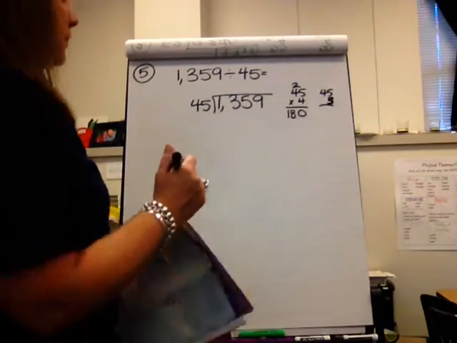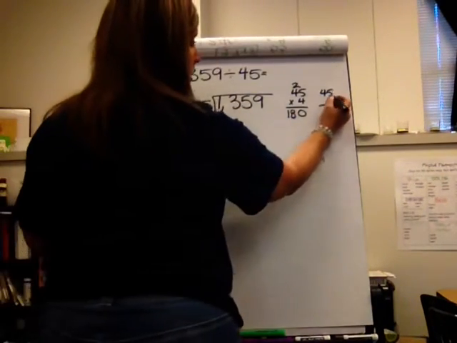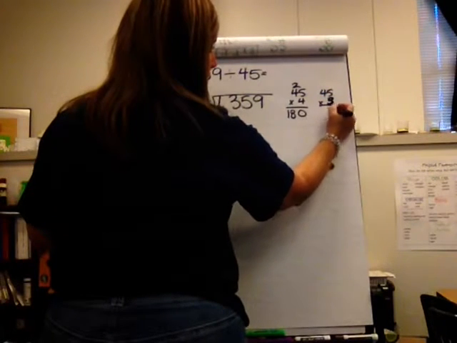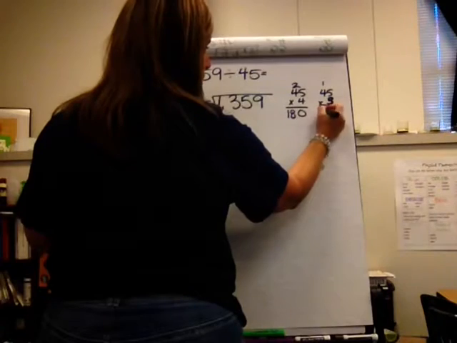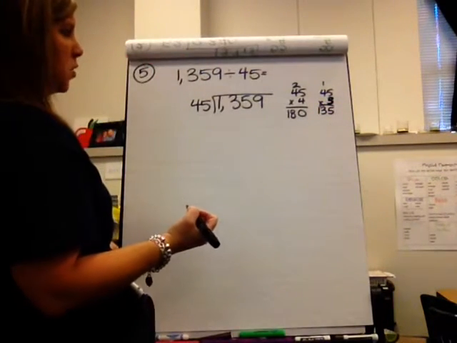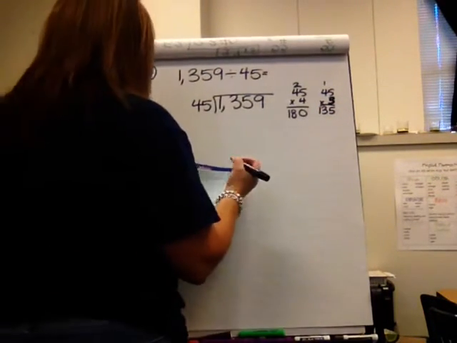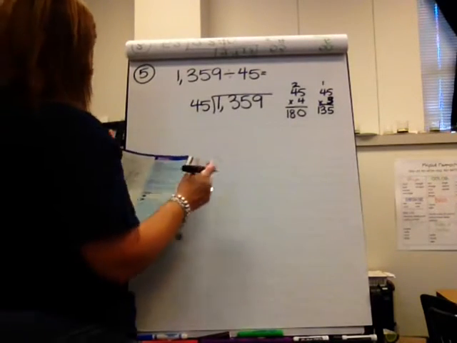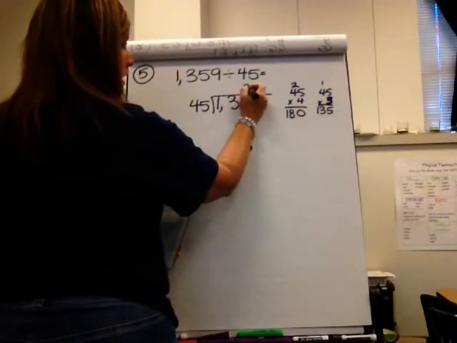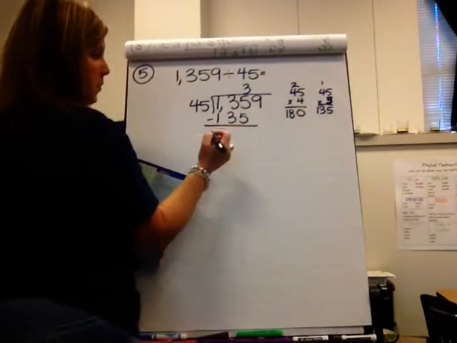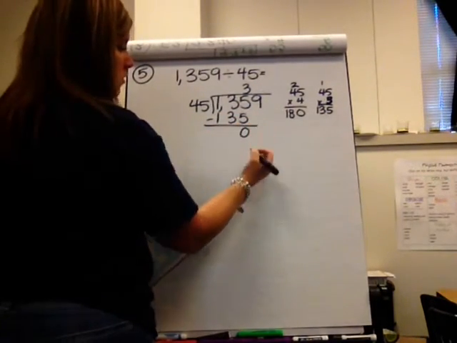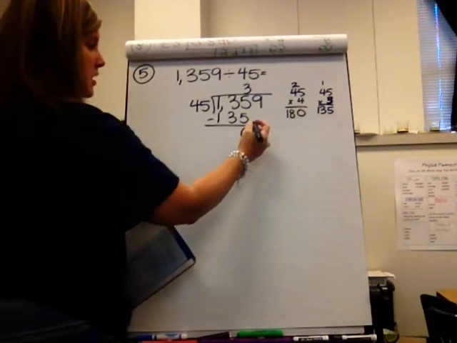Okay, so that is too high. 5 times 3 is 15, carry my 1. 4 times 3 is 12, plus 1 more is 13. Oh, whoa, that's totally perfect. Okay, so we're going to look here, and that's going to be 3. 3 times 45 is 135. My next step is subtracting 0. What do I have to do now? Is I'm bringing down my 9.